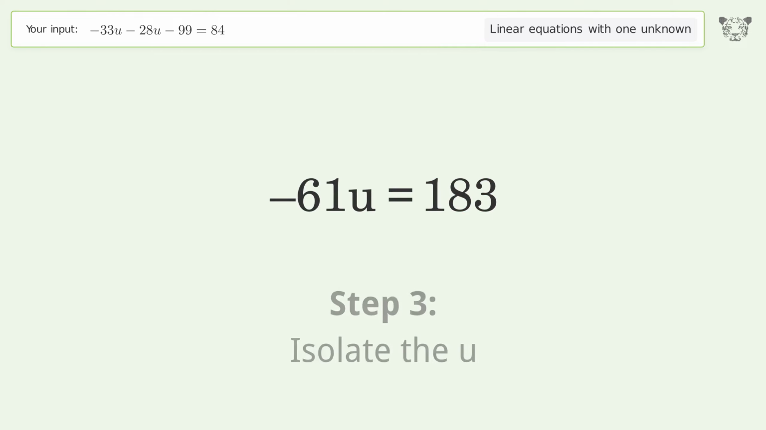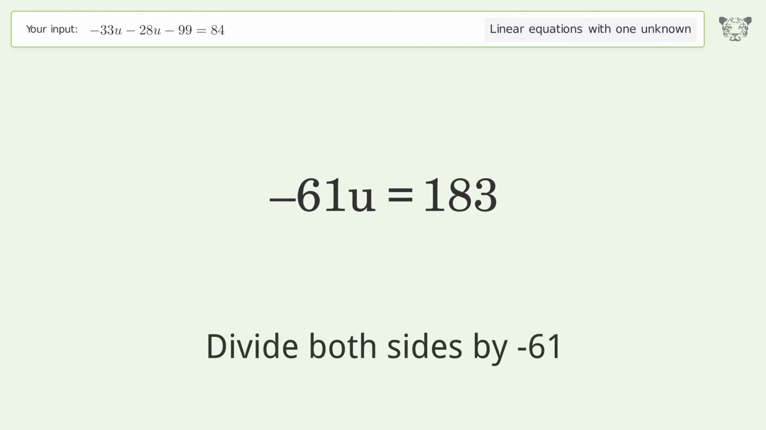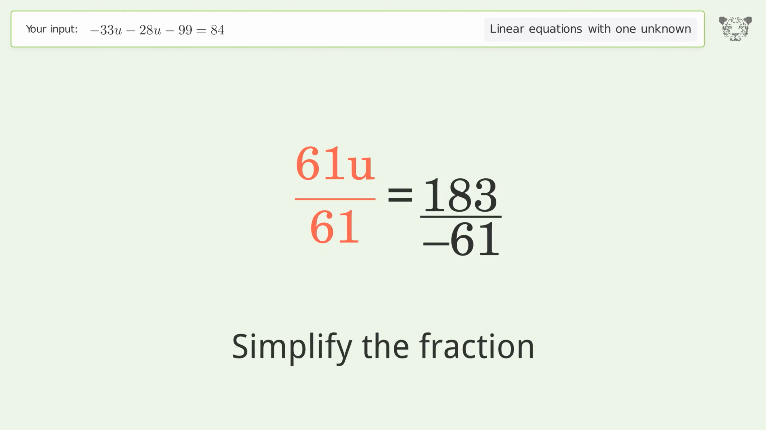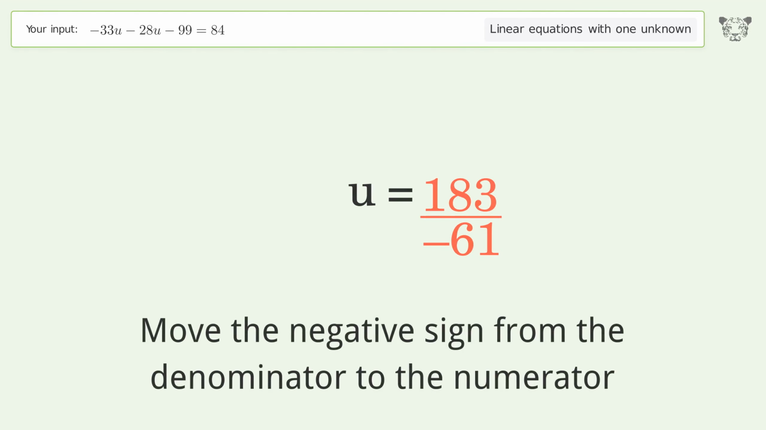Isolate the u. Divide both sides by -61. Cancel out the negatives. Simplify the fraction. Move the negative sign from the denominator to the numerator.